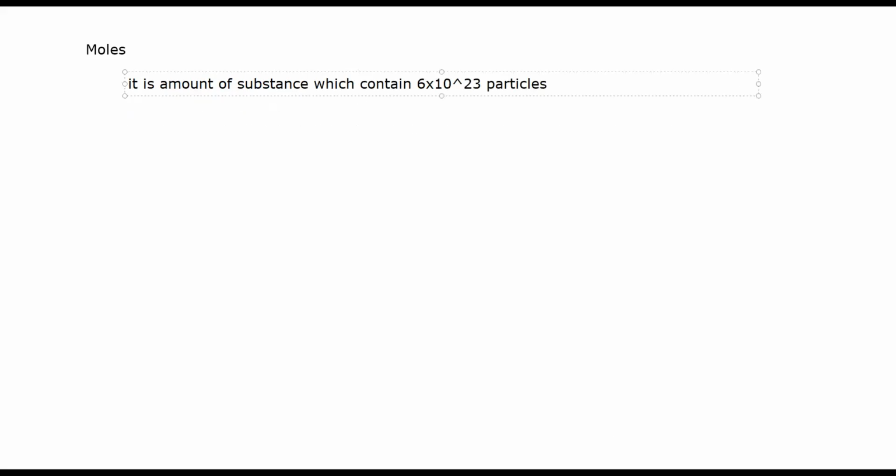Okay, moles. Yesterday we started this topic. How do we define the term mole? Mole means it is an amount of substance which contains Avogadro's number of particles, which is 6 into 10 raised to power 23. So if any amount of a substance contains 6 exponent 23 particles, we call that a mole of a substance.